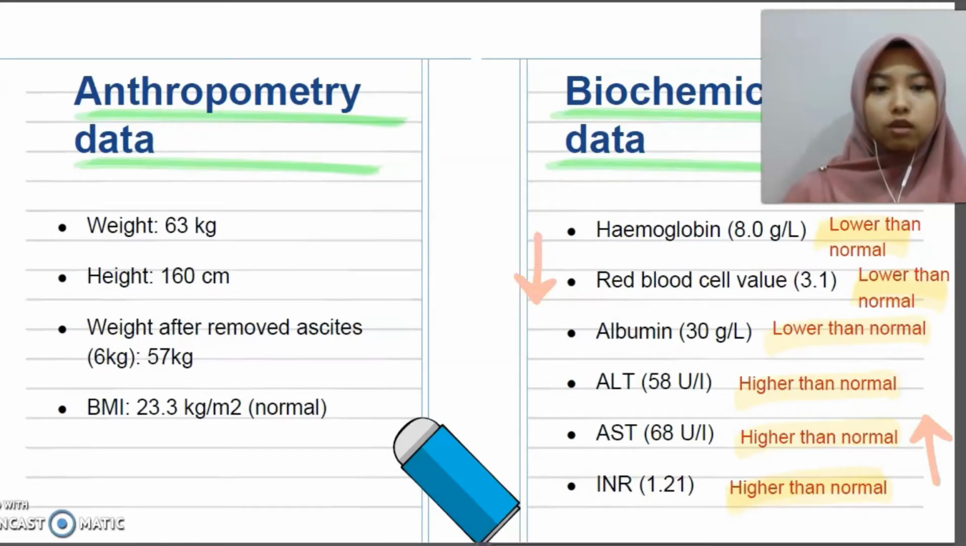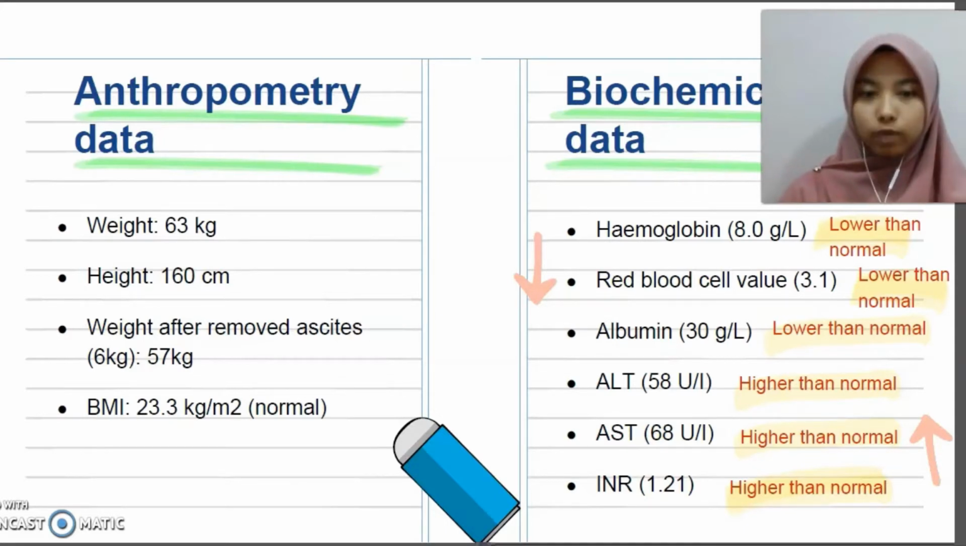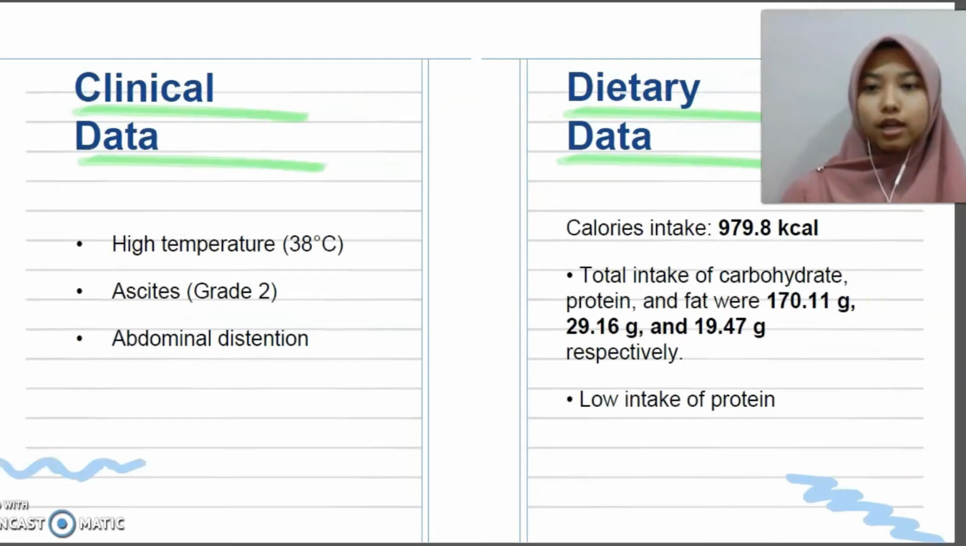The albumin value is 30 gram per liter, which is lower than normal. The ALT value is 58 IU, which is higher than normal. The AST value is 68 IU, which is higher than normal. And the INR value is 1.21, which is also higher than normal. Next, the clinical data. The patient has a high temperature of 38 degrees Celsius. He also has grade 2 ascites and abdominal distension. For the dietary data, the calorie intake is 979.8 kcal.